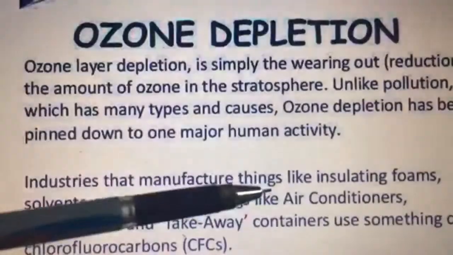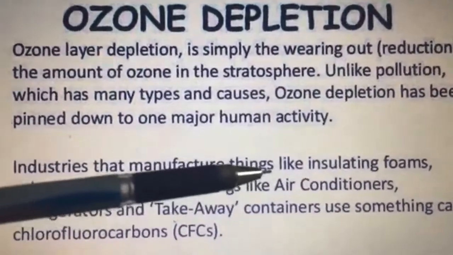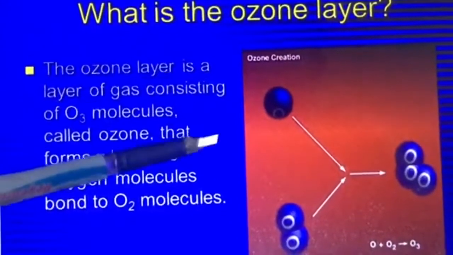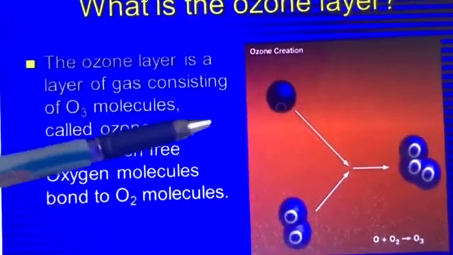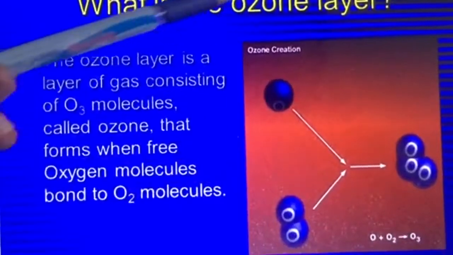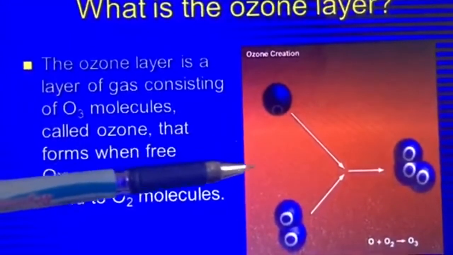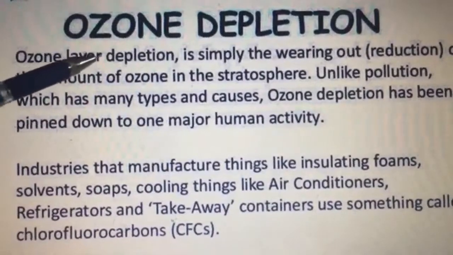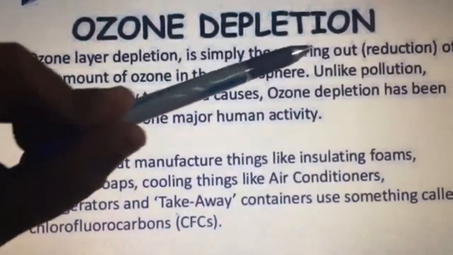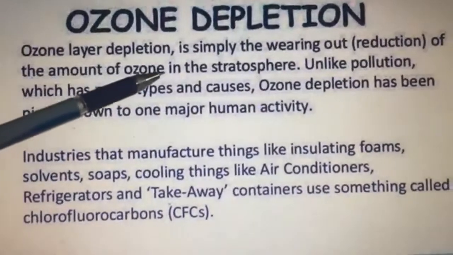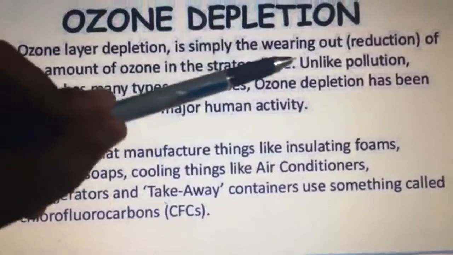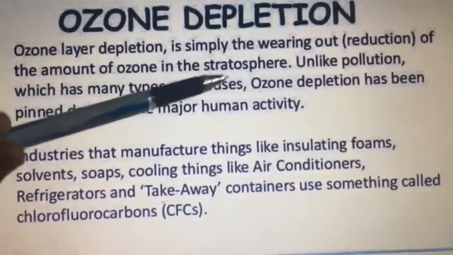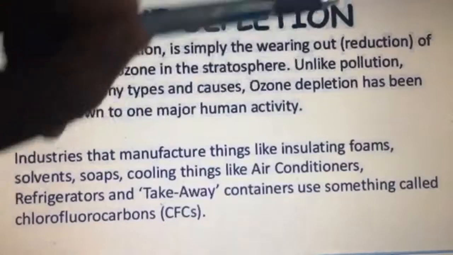That means it's a layer of gas in the environment. What is the use of the ozone layer? The ozone layer protects us from the ultraviolet rays, called UV rays, from the sun. The UV rays cause skin cancer. The ozone layer protects us from the harmful UV rays. Now, ozone depletion. Ozone layer depletion is simply the wearing out or reduction of the amount of ozone in the stratosphere. The stratosphere is one of the atmospheric layers, and the ozone layer is present in the stratosphere.